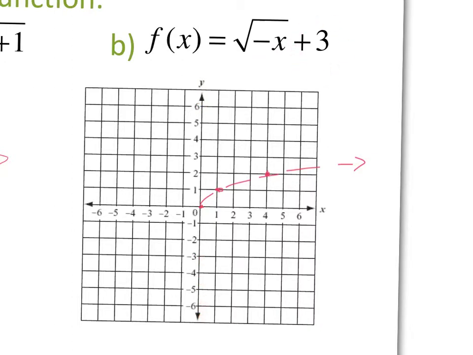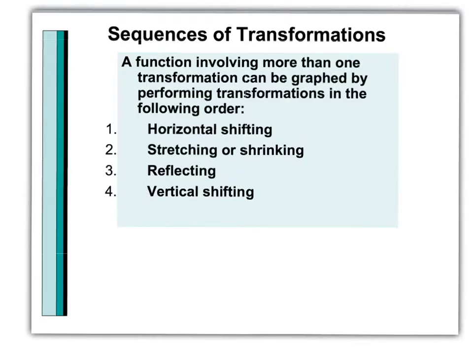So let's go ahead and reflect over the y. 0, 0 reflects itself. 1, 1 reflects here, and then 4, 2 goes to negative 4, positive 2. So that would be this here. And now I'm going to move it up 3 units because of the plus 3. And then we're done.